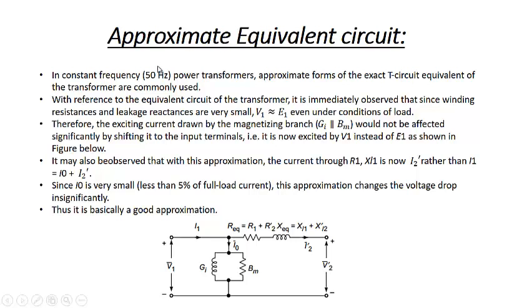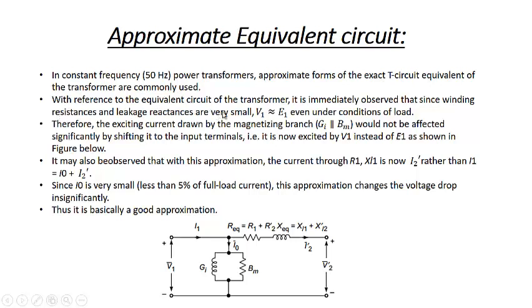Now you will always see that the equivalent circuit, because of this parallel branch, creates a lot of problems while calculating any current or power or anything else. So for practical purposes, we usually use the approximate equivalent circuit. At a constant frequency of 50 Hz, power transformers commonly use approximate forms of the exact T equivalent circuit that we have just derived.